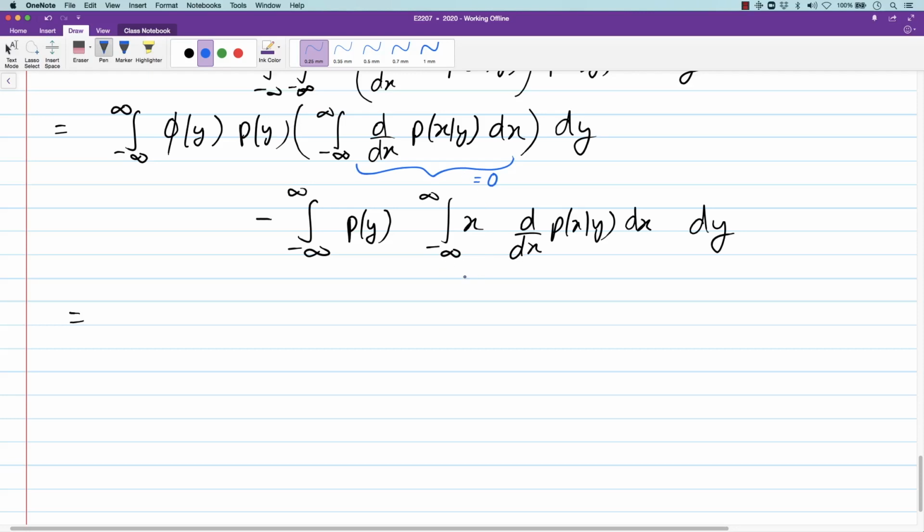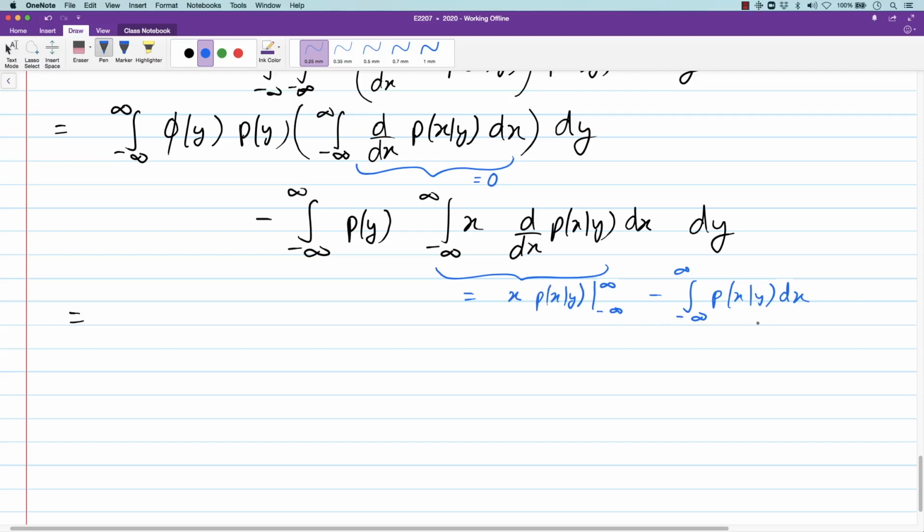We've always been assuming these kinds of things. For the second term, if you look at this one, we can apply integration by parts. So this is x times p of x given y from minus infinity to infinity, minus the integral from minus infinity to infinity of p of x given y dx. Once again, as we argued before, in the limit as x goes to infinity and as x goes to minus infinity, this will be 0 because we have assumed that x has bounded second moment.